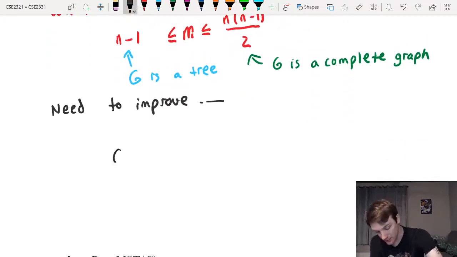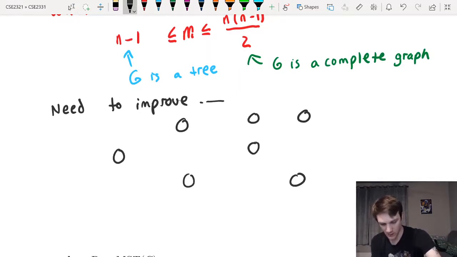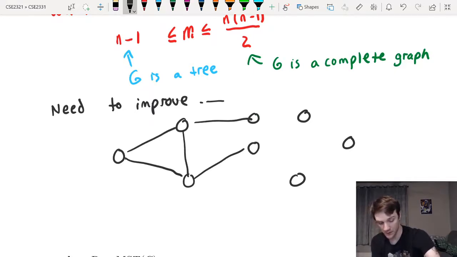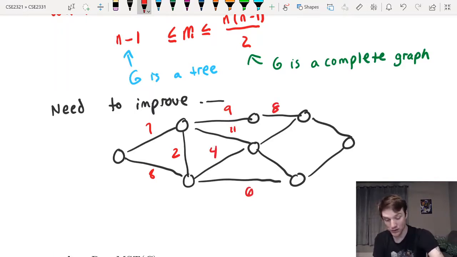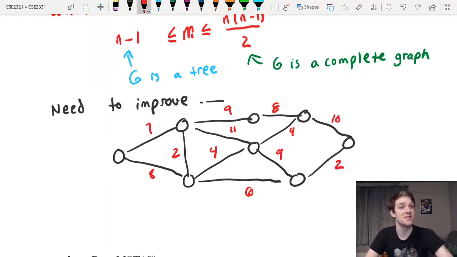Let's draw a graph. We have some graph here, with edges, and there are weights associated with those edges. Let's say we have 7, 8, 2, 9, 11, 6, 8, 4, 9, 4, 10, and 2. So we have some edges that have weights.